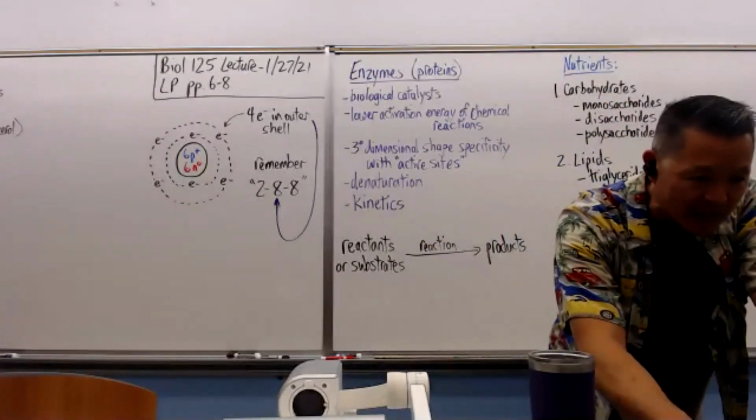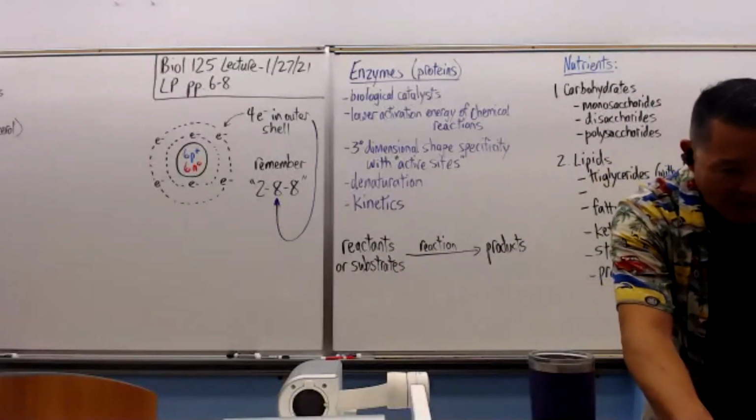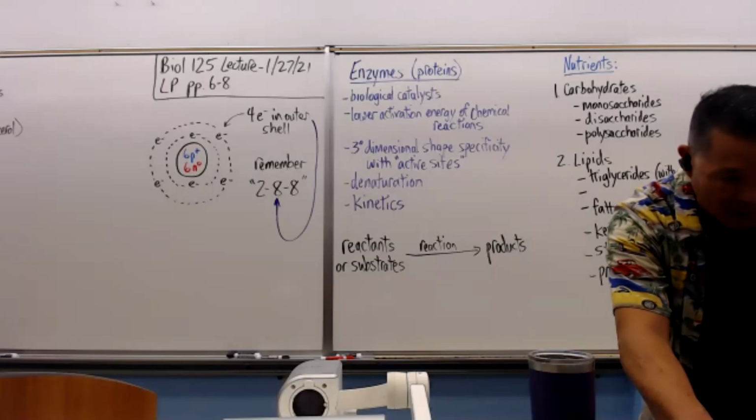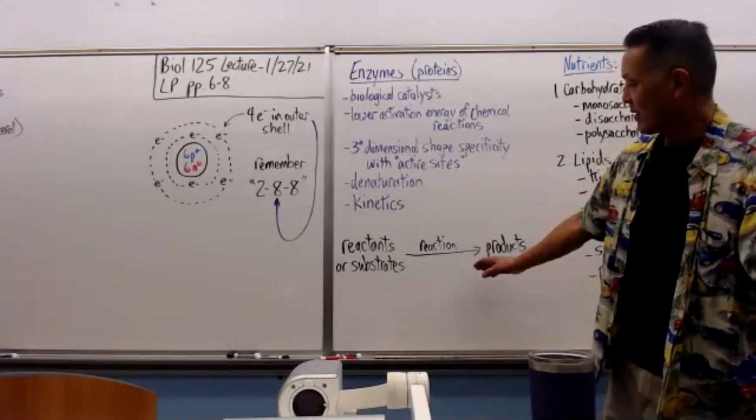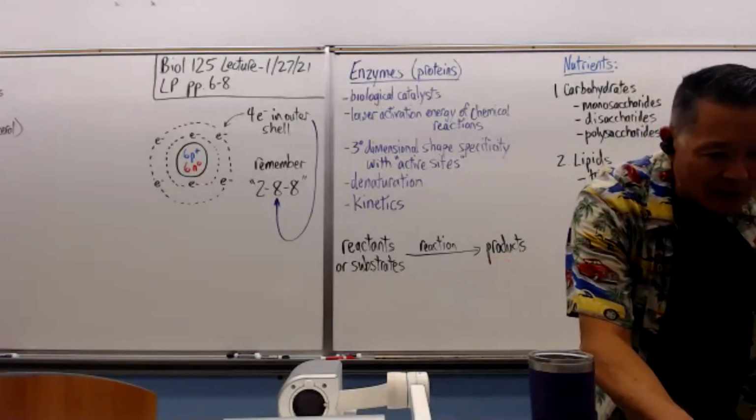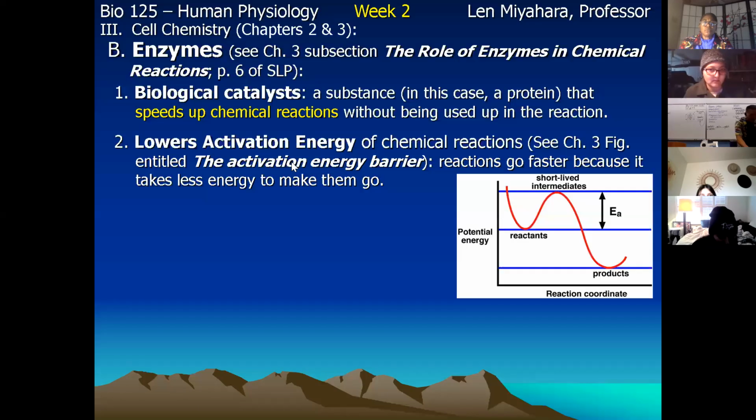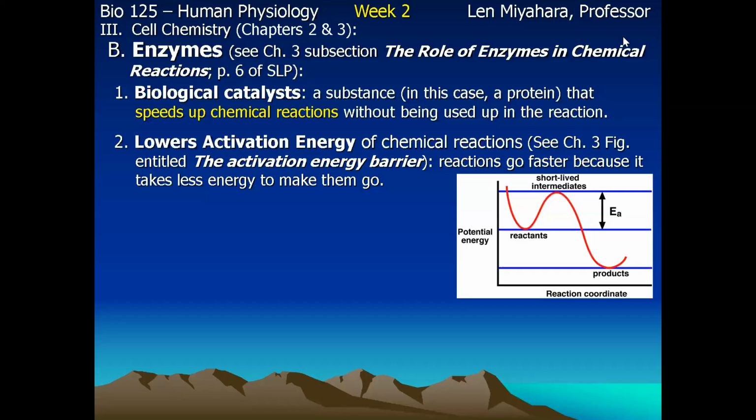Now, everybody understand these terms. Reactants are substrates that go into the reaction. Products come out. What you also need to know now, once you have that, is that it's not a straight line like I've drawn on the whiteboard.